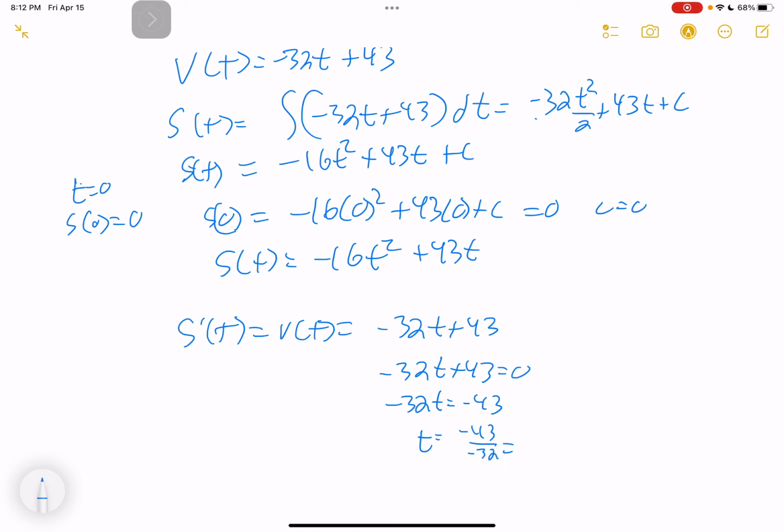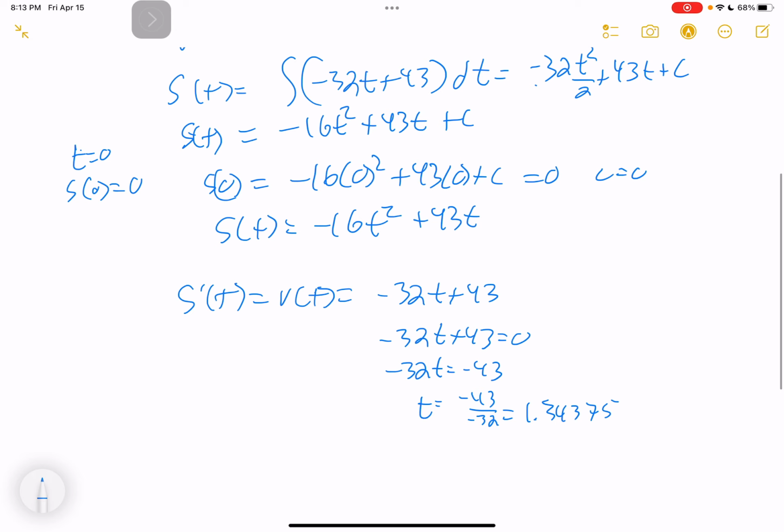And let me get out my handy dandy calculator here. Freshly charged, I might say. 43 divided by 32 comes out to be 1.34375. So that's the time we're going to be at that peak, or the extreme value, and the extreme value is going to be a peak because it's a parabola that opens down.